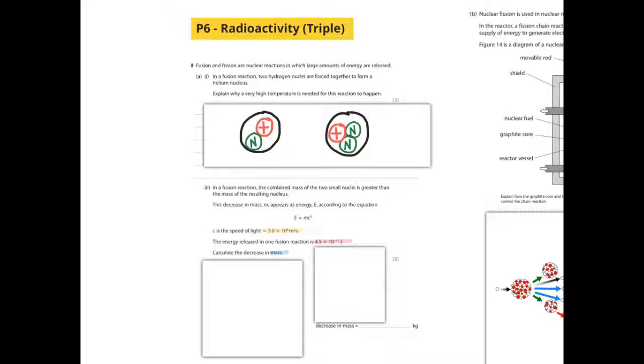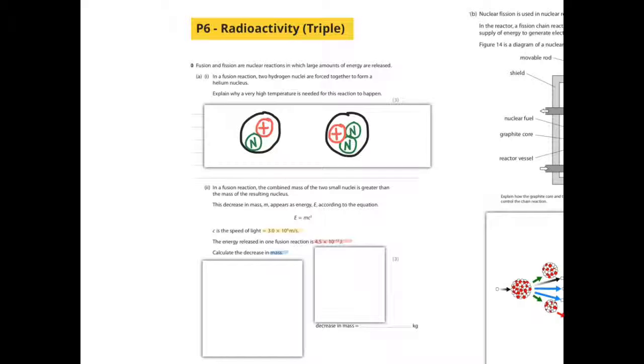Well, if you look at the nucleus of an atom, you'll see it contains protons and neutrons. Now, these protons, if you remember, are positively charged, and like charges repel. So nuclei will be inclined to repel each other.